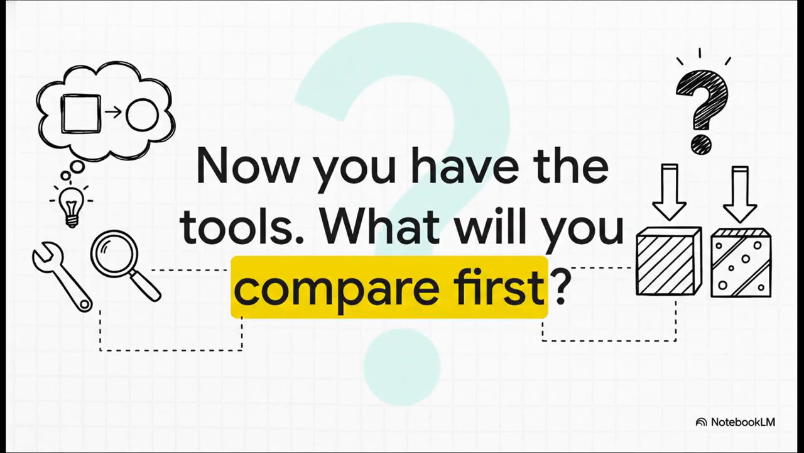So the real takeaway here is that you now have the language. The next time someone asks you to explain a choice, you won't have to just say, well, I like it. You'll be able to explain exactly why. So I guess my question for you is, now that you have the tools, what are you going to compare first?